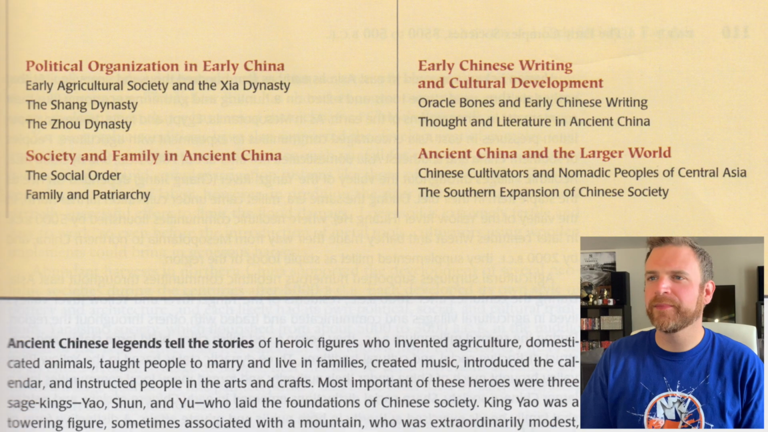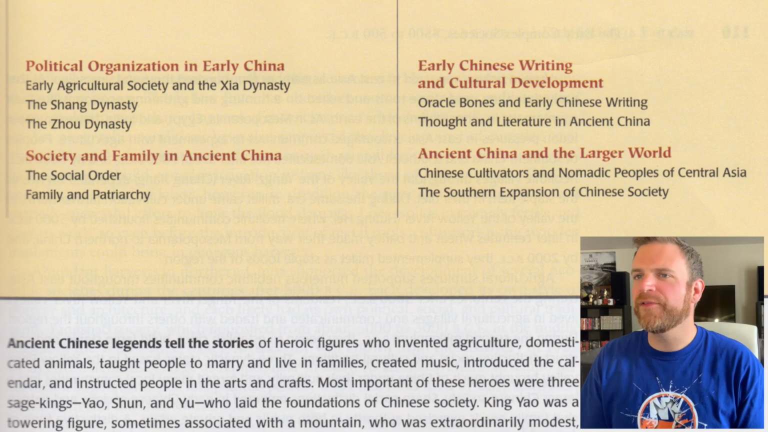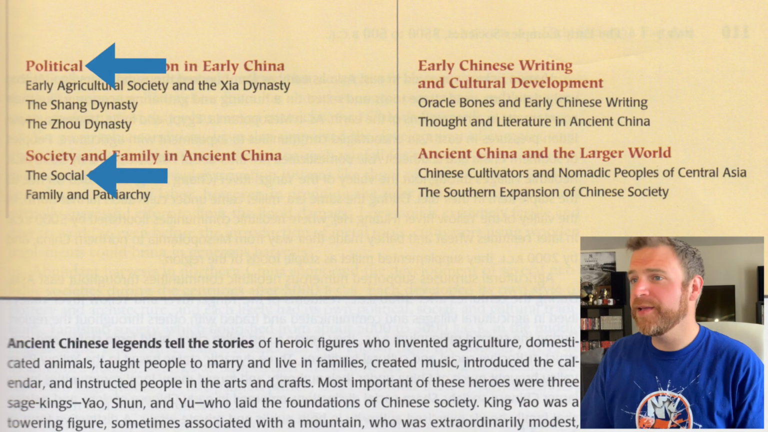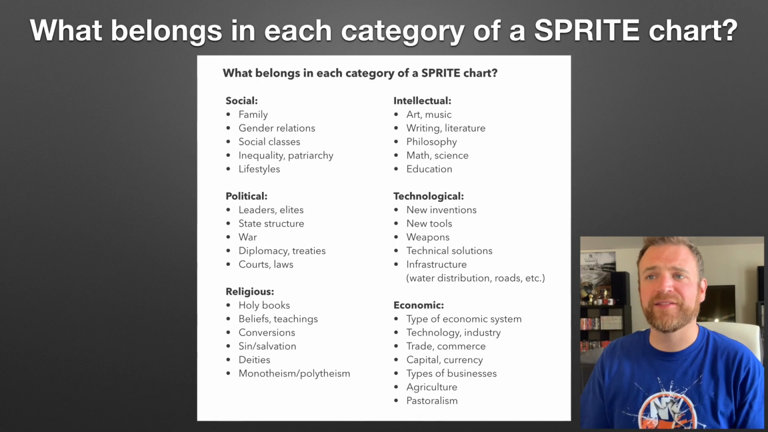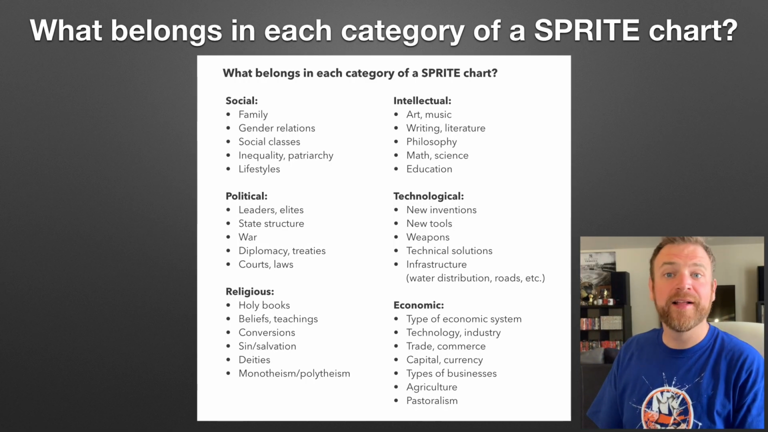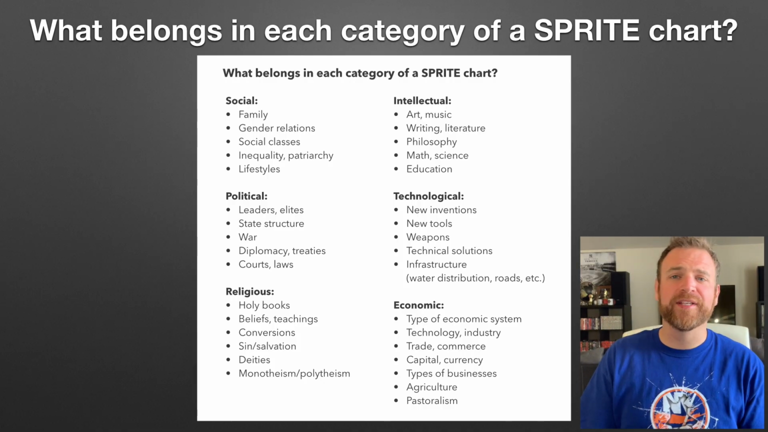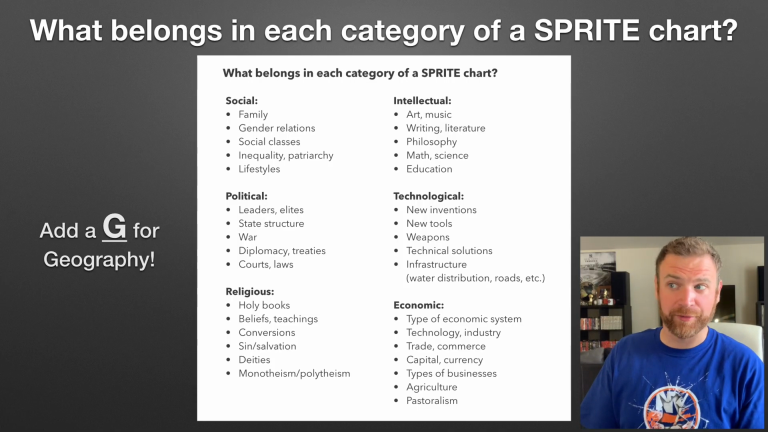Before we move on, take notice of some of the words found in the section titles. You'll find the terms political, social, and religion. These words apply to categories of SPRITE, which is an acronym that stands for social, political, religious, intellectual, technological, and economic. Your teacher may use a different acronym, maybe G-SPRITE, which also includes a G for geography.